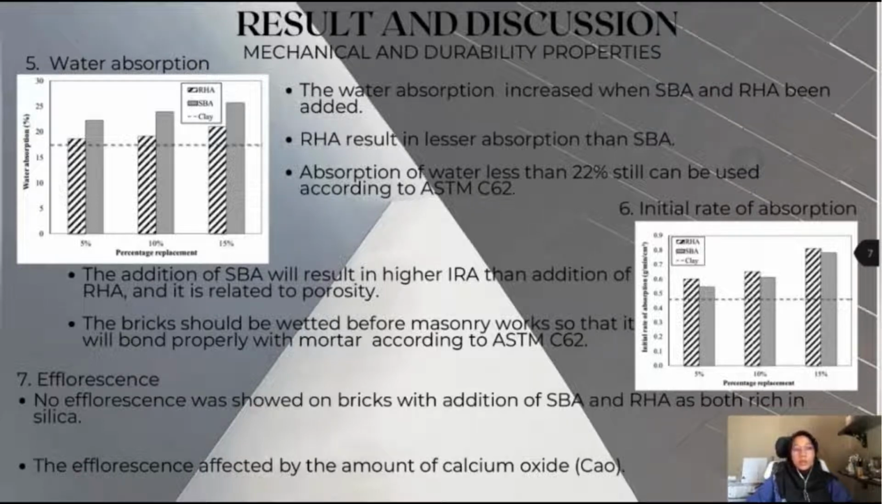The addition of SBA will result in higher IRA than addition of RHA, and it is related to porosity. The brick should be wetted before necessary work so that it will bond properly with mortar according to ASTM C62. The last one is efflorescence. No efflorescence was shown on bricks with addition of SBA and RHA as both are rich in silica. The efflorescence is affected by the amount of calcium oxide.